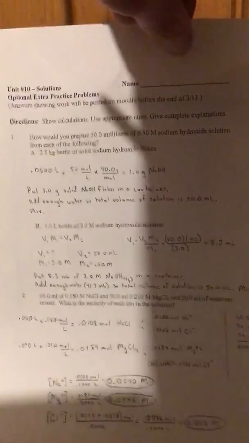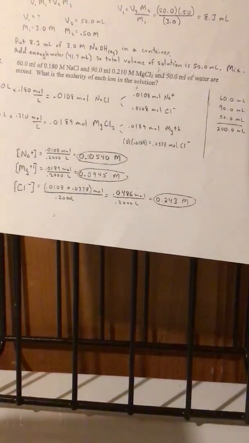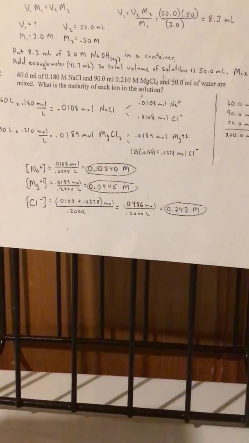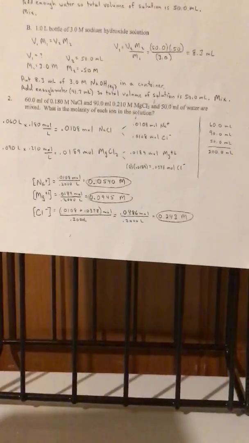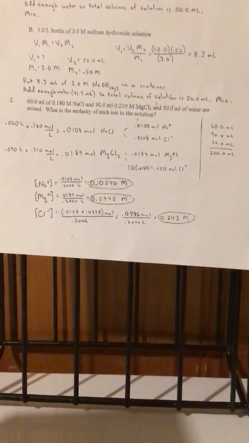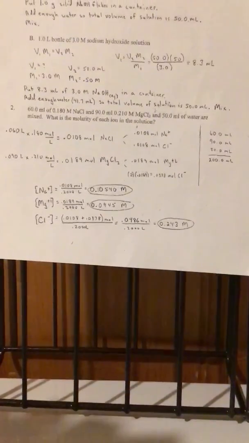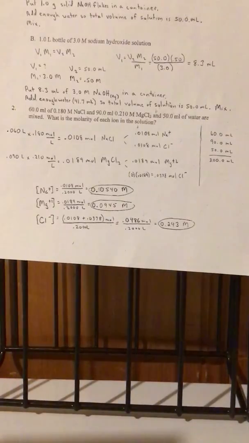Problem number 2, I'm just going to slide this up here so we can see it a little bit better. I think that looks okay. So this problem is we've got 60 milliliters of 0.18 molar NaCl and 90 milliliters of 0.210 molar MgCl2 and water. So 3 things are mixed, 1 of them water, 2 of them these other solutions.